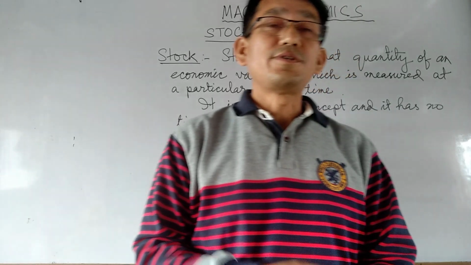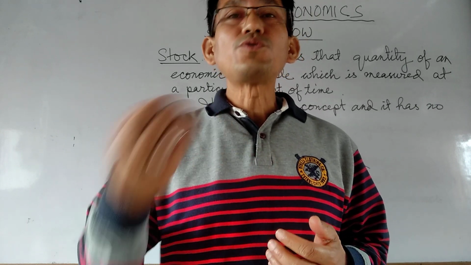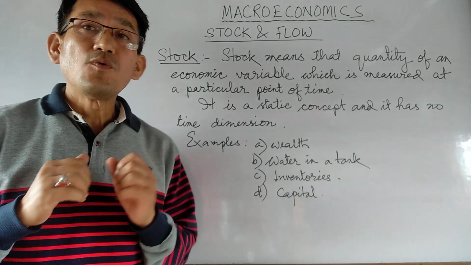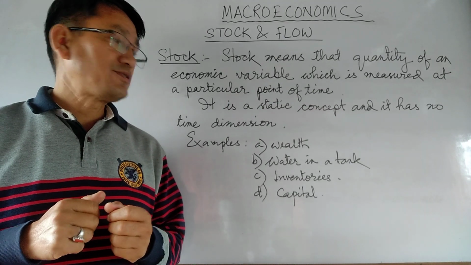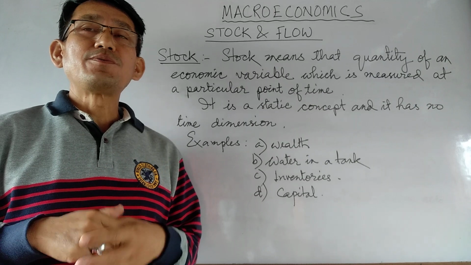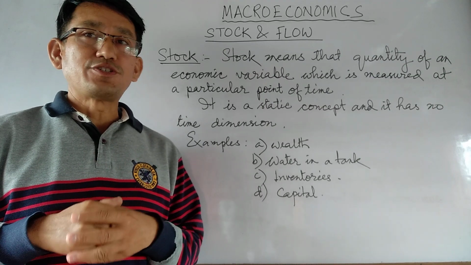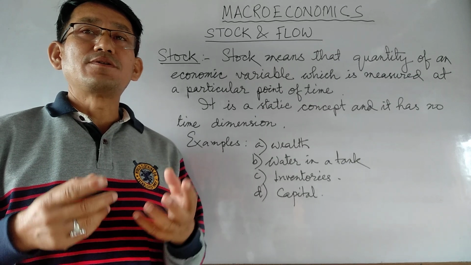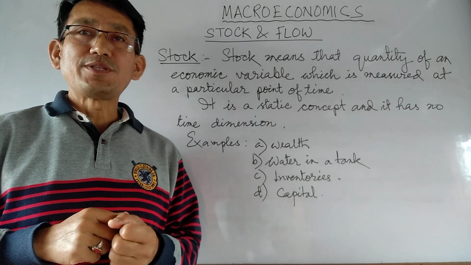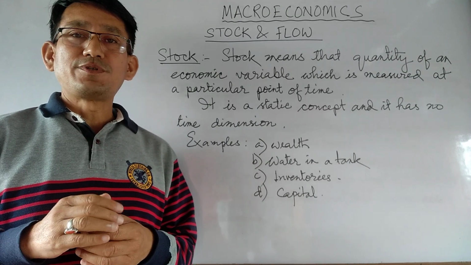After we have clearly understood the difference between the intermediate goods and final goods, now let us go to another topic, that is stock and flow. So what do you mean by stock? Stock means that quantity of an economic variable which is measured at a particular point of time. It is a static concept and it has no time dimension. For example, wealth, water in a tank, inventories, or capital, etc. So it is a very static concept.